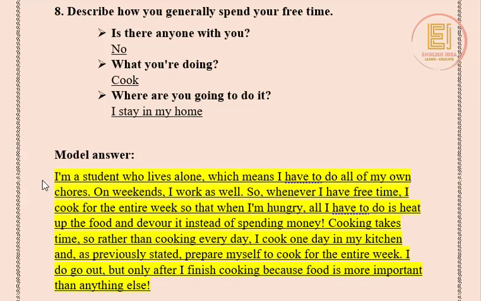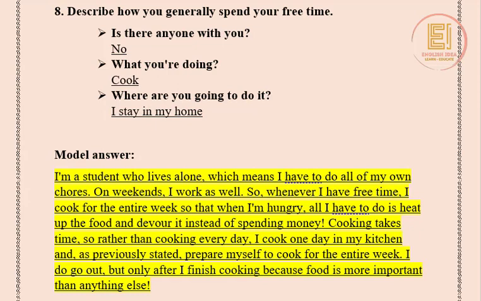Again, if you want to pause the video and read it out by yourself, go ahead and do that. I will still go on and read it. So the model answer is, I'm a student who lives alone, which means I have to do all of my own chores. On weekends, I work as well. So whenever I have free time, I cook for the entire week, so that whenever I'm hungry, all I have to do is heat up the food and devour it instead of spending money.